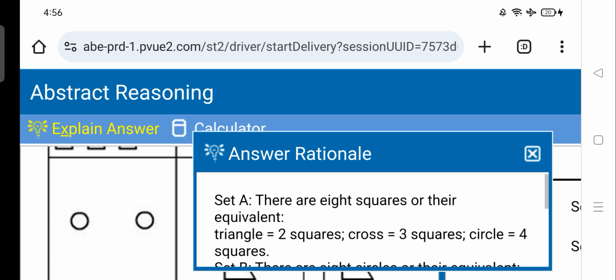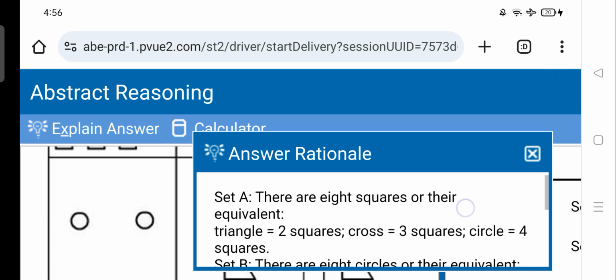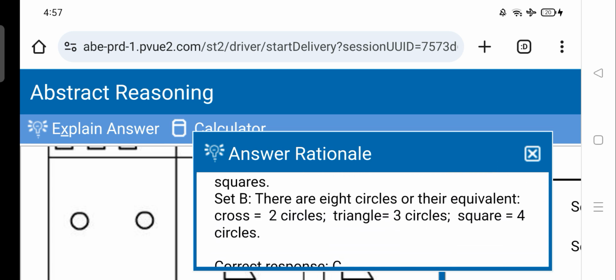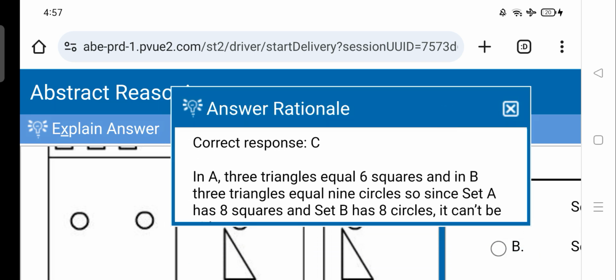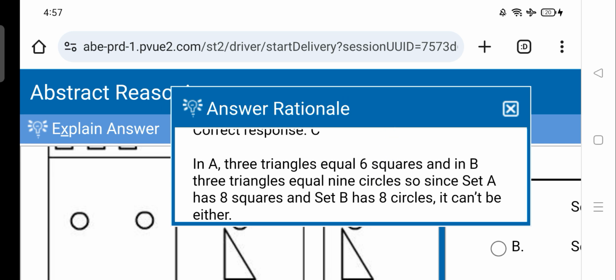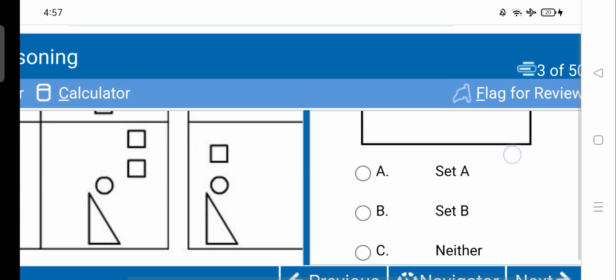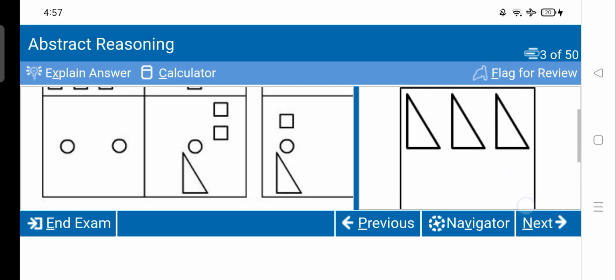So the rules are the same again for set A and set B. The correct response is C, as in A, 3 triangles equal 6 squares, and in B, 3 triangles equal 9 circles. Since set A needs 8 squares and set B needs 8 circles, it can't be either. So that's how we can say the correct option is option C, which is neither, that neither of the sets belongs to this test shape.